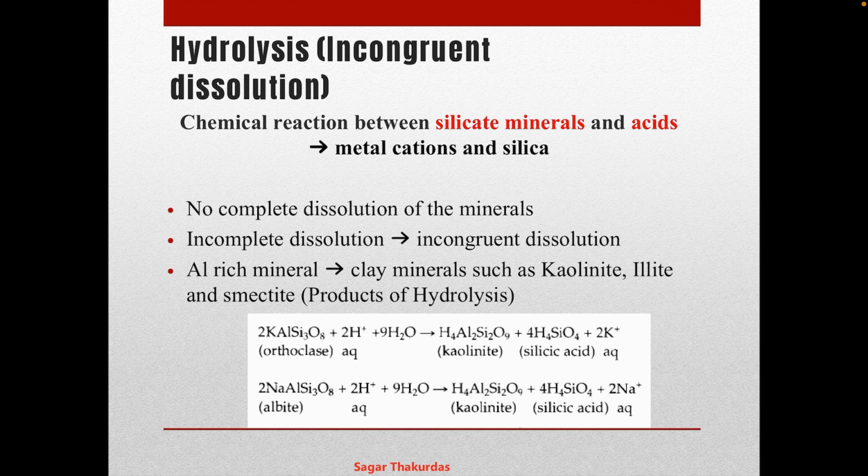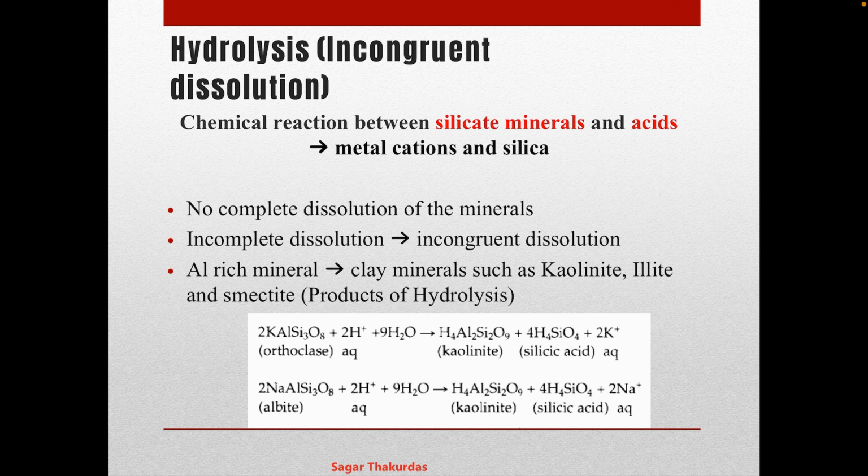So this silicic acid is later on transported further or may get deposited and precipitate to form new minerals or new rocks. So that is also possible in this case. Another reaction which is shown here is between albite and water, giving rise to formation of clay minerals, that is kaolinite and silicic acid. So silicic acid is one of the products of this reaction.